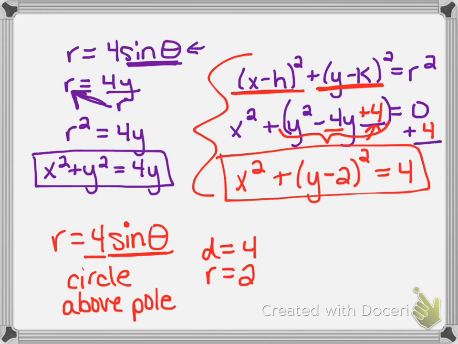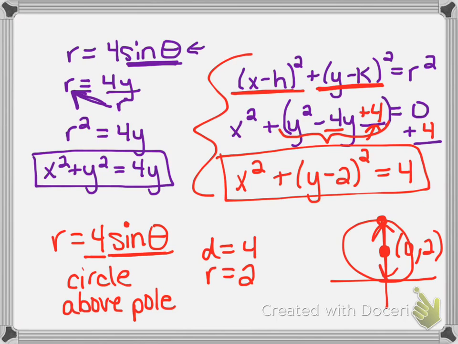So if you can close your eyes and mentally picture this, what you are talking about is a circle that looks like that. Not my best circle, but it's got a diameter of 4, so it goes up here to 4, which puts the center right here at (0, 2), and it makes the radius go 2 units in each direction. And this graphing form agrees with that.